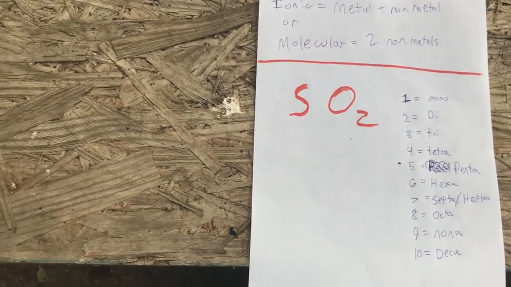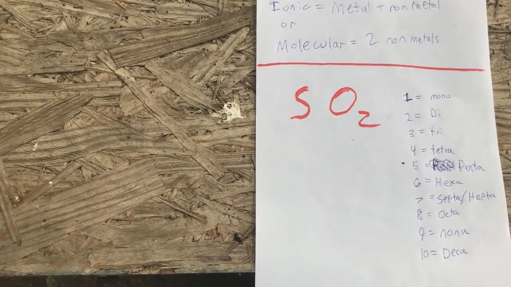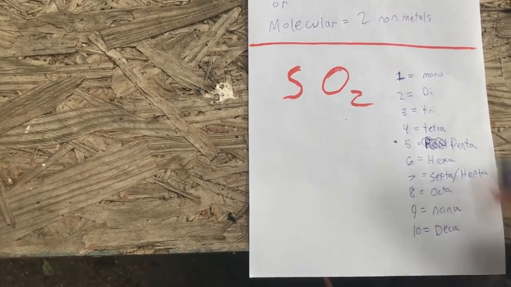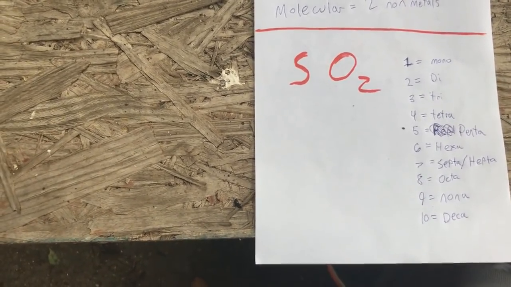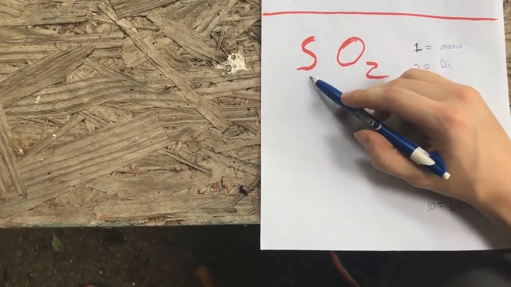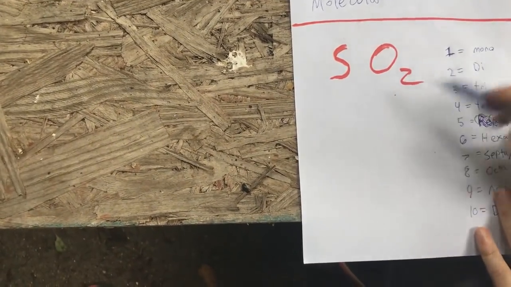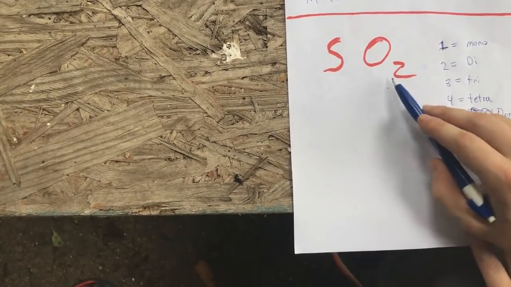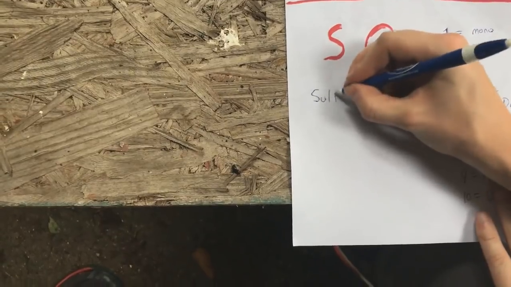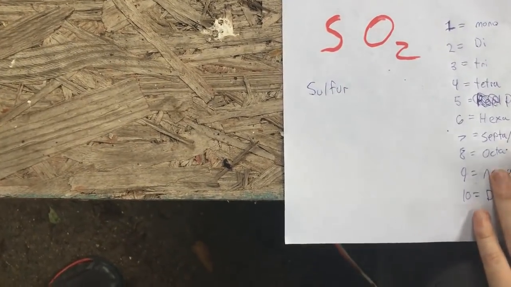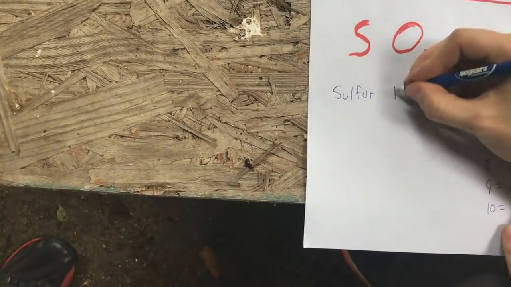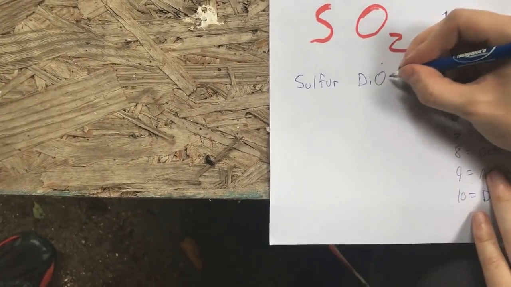If we're doing a basic molecular name like SO2, really the only thing you have to remember aside from prefixes is that the first element does not take the prefix mono. So we're not going to call this monosulfur dioxide. It's just going to be called sulfur. And then because we have two oxygens, we'll call it dioxide.